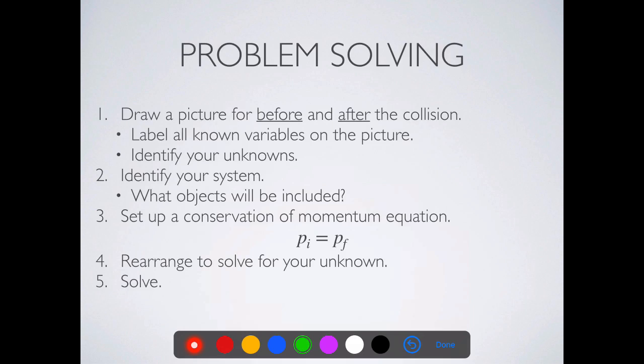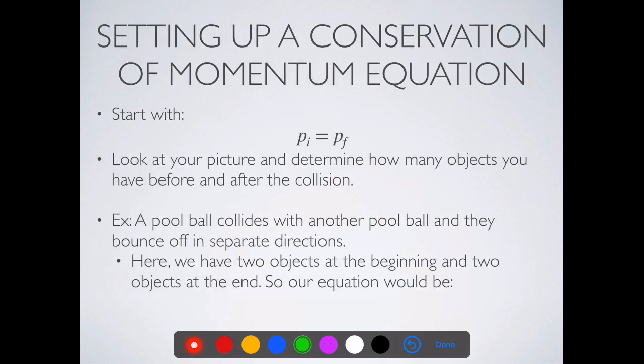What is it? Then you're going to write a conservation of momentum equation. We're going to talk more about how to do this, but it always starts with this step right here. Initial momentum is equal to the final momentum. Finally, you're going to rearrange and solve for your unknown variable, and then you're going to solve the equation. All right? So let's talk a little more about setting up this conservation of momentum equation.